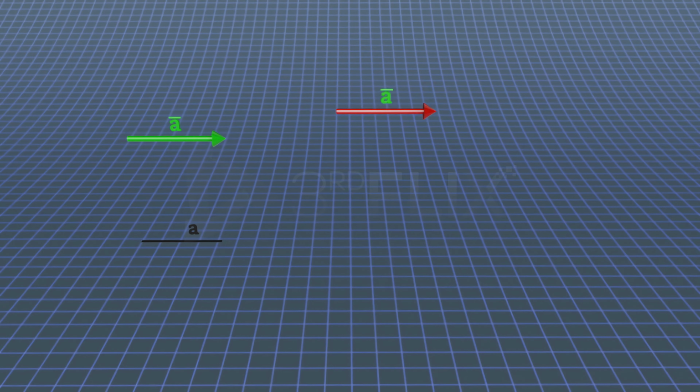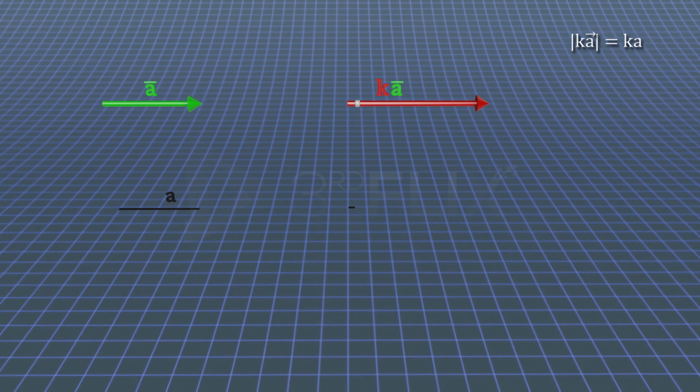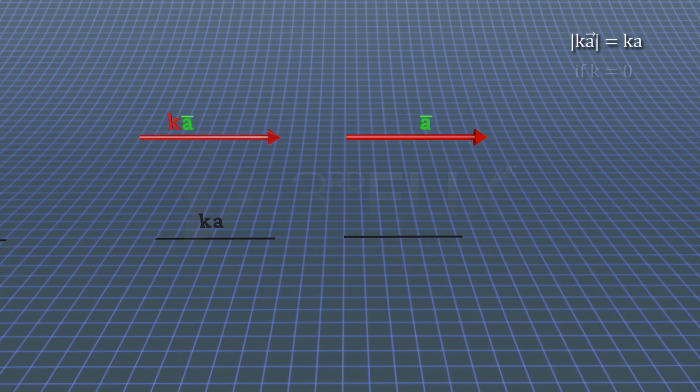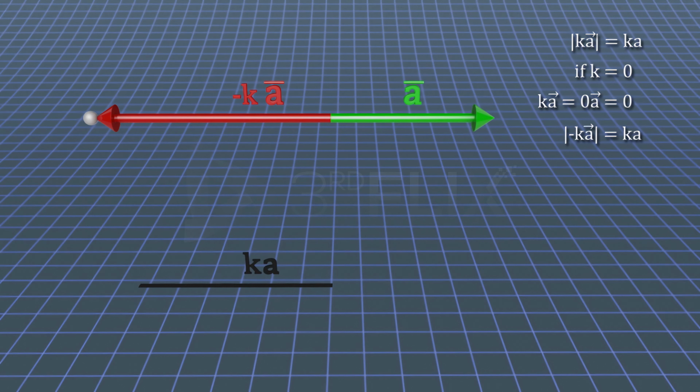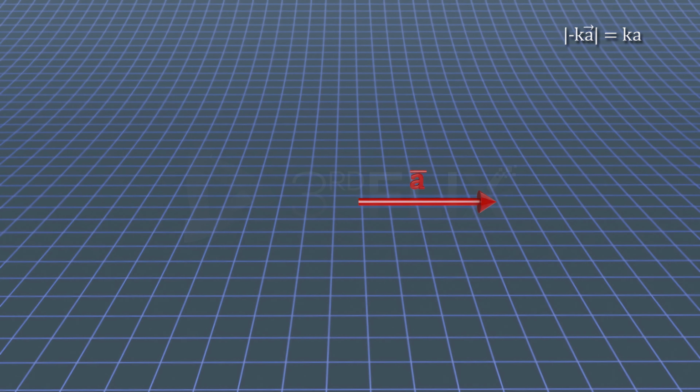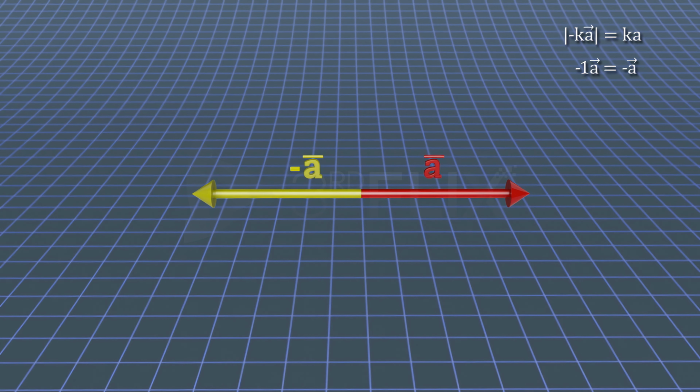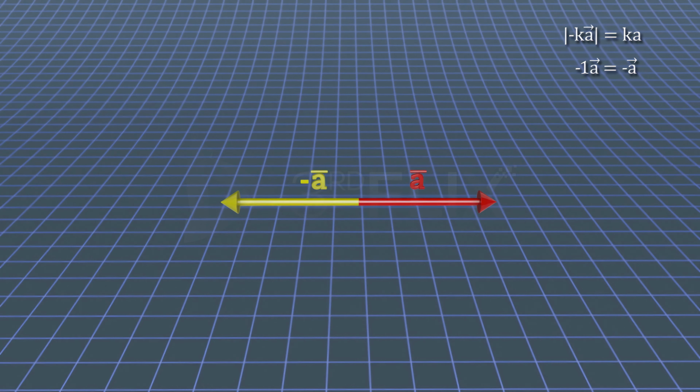So, when a bar is multiplied by a scalar k, the magnitude of the resulting vector k a bar is k times that of a bar. In case k is 0, k a bar becomes a null vector. If it is multiplied with a negative number, the resultant vector has a direction opposite to that of a bar and its magnitude is k times the magnitude of a bar. Suppose if the vector is multiplied by -1, the direction of the vector reverses, whereas its length remains the same.